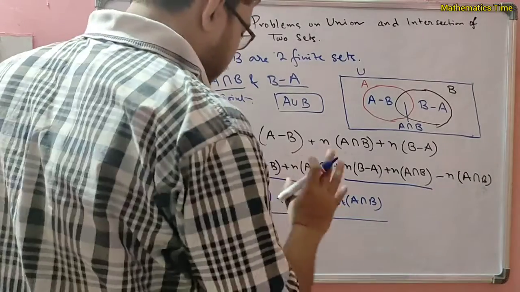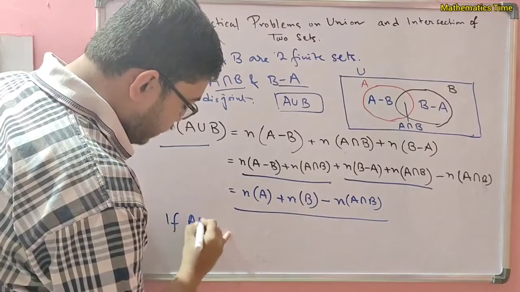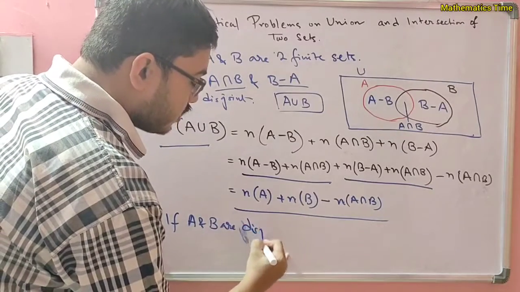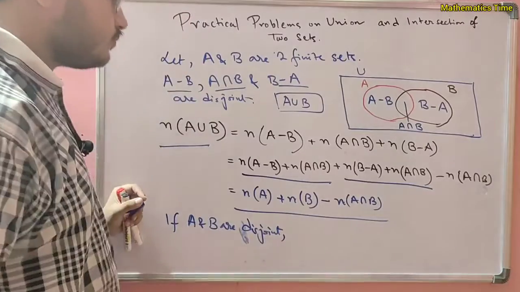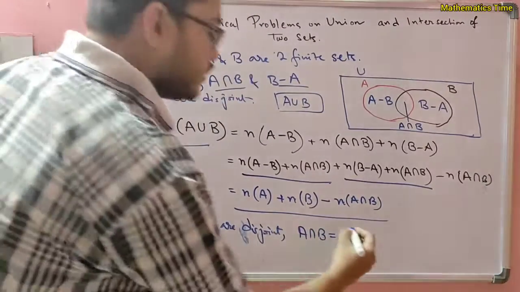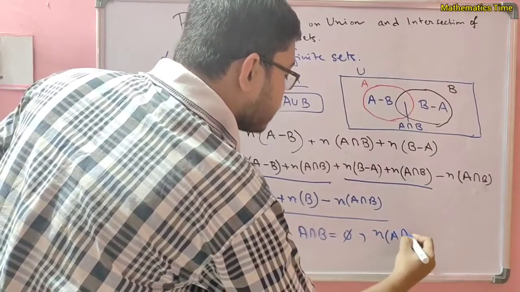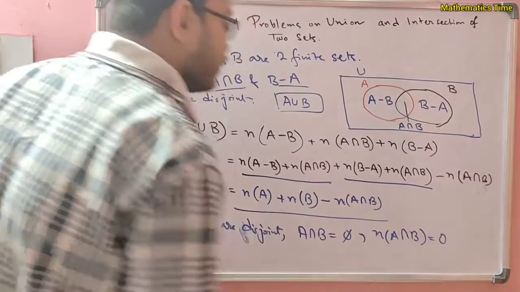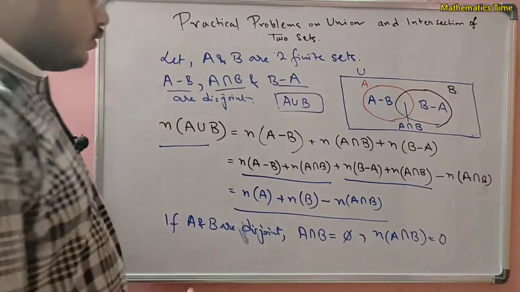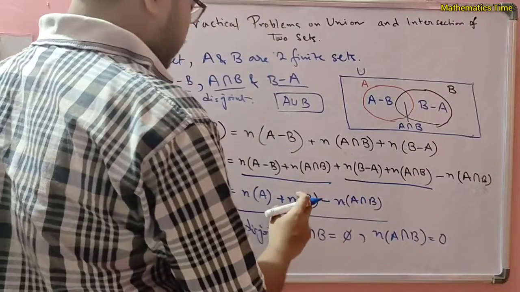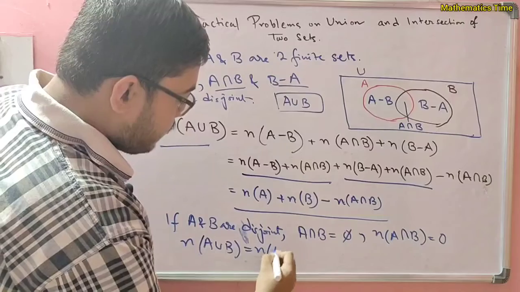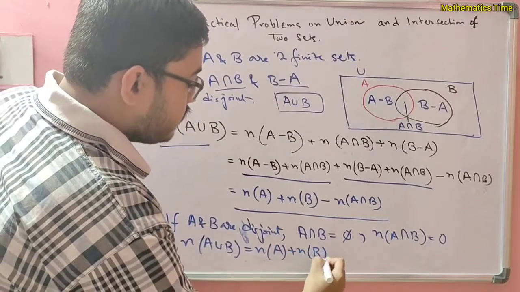If A and B are disjoint, suppose these two sets are disjoint, so what will we get? We will get A intersection B as phi, the null set, so n of A intersection B will be 0. In that case, we will omit this term. It will be like n of A union B is equal to n of A plus n of B. That's all.